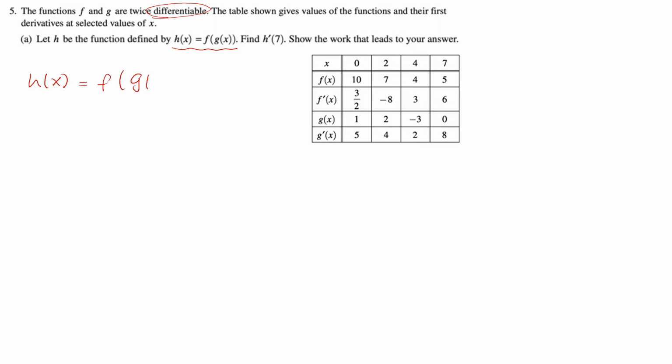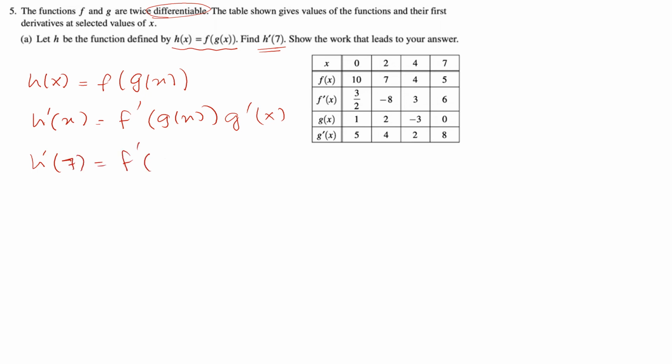So you know that f of g of x means that in order to differentiate the function, you have to use the chain rule. So what does the chain rule say? First of all, take the derivative of the outer function, write the inner function as it is, and now take the derivative of the inner function. Since they are asking us to find h prime of 7, wherever you have the x, substitute the 7 in order to get a clear picture.